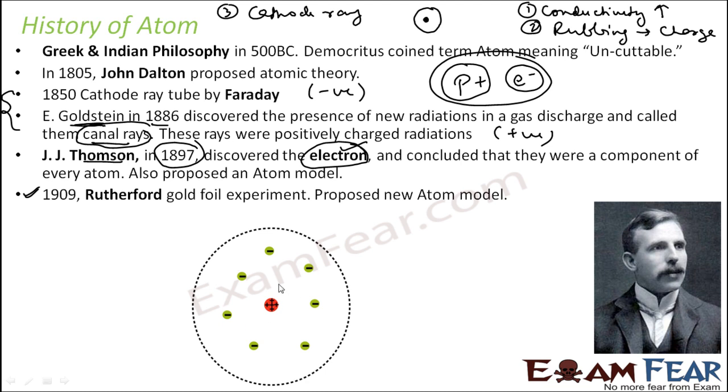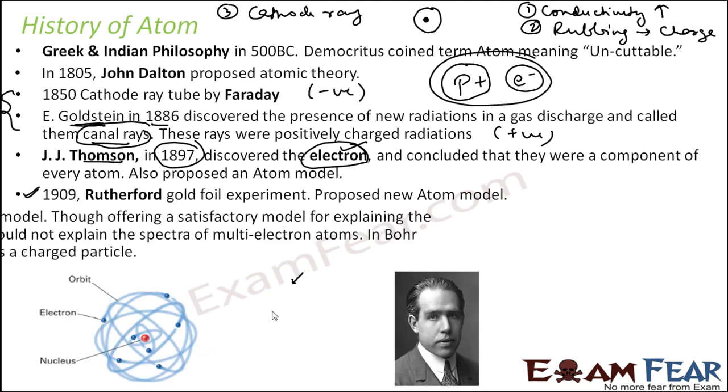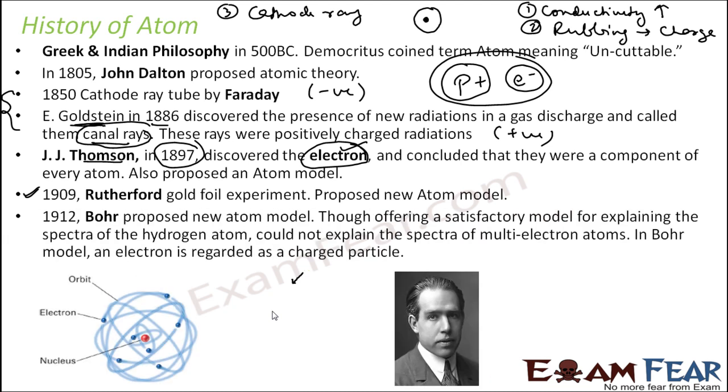So with that he concluded this model. He proposed this model, but this model also had a flaw. The flaw was the question on the stability of the atom, because if that is the case, the electrons will be attracted towards the proton, the nucleus, and it will not be stable. The atom will not be stable. So what happened was Bohr proposed a new model. It offered a satisfactory response, or it explains the spectra of hydrogen.